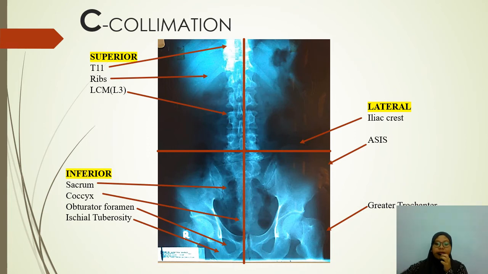For collimation, I have divided it into three, which is superior, inferior, and lateral. For superior, we must include T11, ribs, and L3. For inferior, we must include sacrum, coccyx, obturator foramen, ischial tuberosity. And for the lateral, we must include iliac crest for the lateral side: iliac crest, ASIS, and greater trochanter. We can see it by the lateral side. It is for collimation.